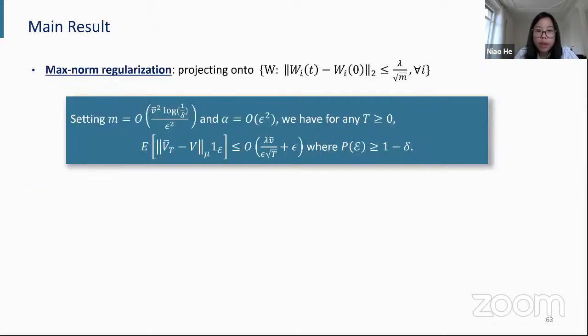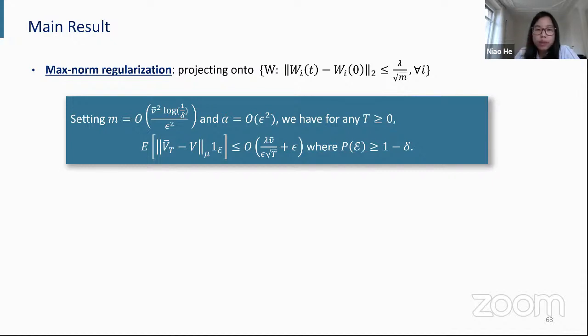So here comes our main result. Our main result basically says the following. We have two sets of regularization here. The first result says that we enforce a max norm regularization by projecting our weight matrix W into this set, which basically enforces Wi to be close enough to the initial point, within some distance that is proportional to the number of neurons you use.